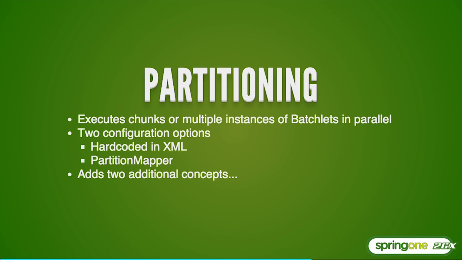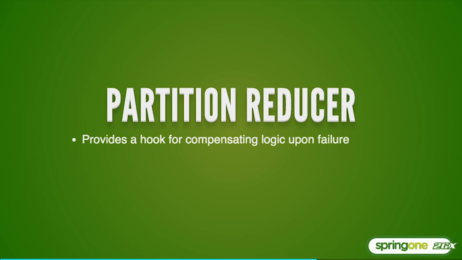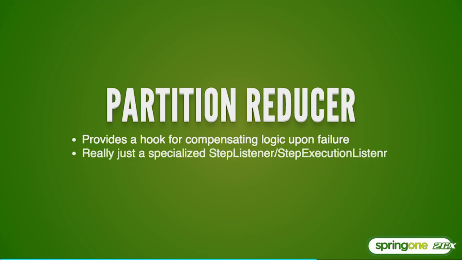There are 2 additional concepts with partitioning that the JSR introduces. The first one is the partition reducer. What it does is it provides a hook for compensating logic. You have a multi-threaded step. If something goes wrong in one of the partitions, they want a way to essentially roll back everything else that was done. The catch, though, is really it's just a step listener or a step execution listener in the Spring Batch world. There's no difference between it.